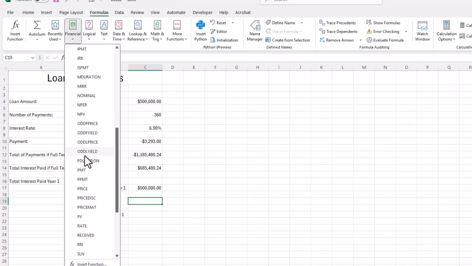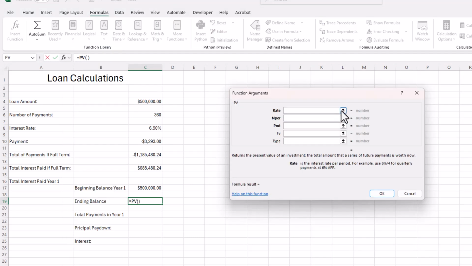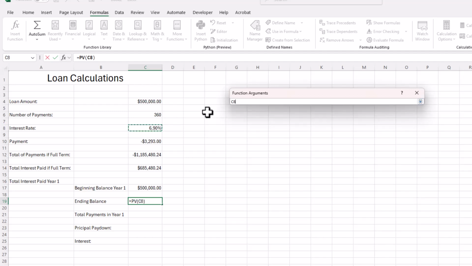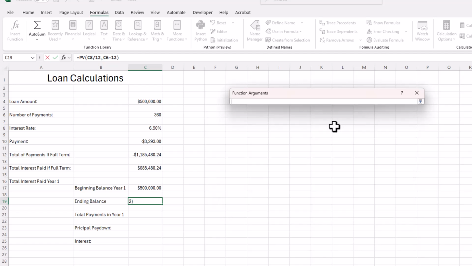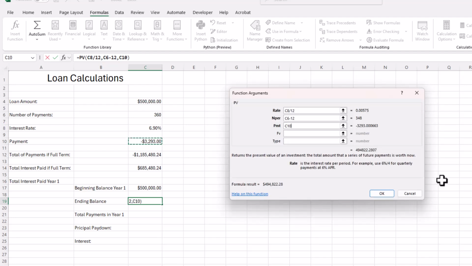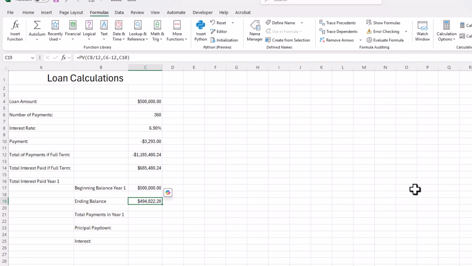And we have the same basic inputs to deal with. So the rate is 6.9%, but again, it needs to be divided by 12. Number of periods? Well, it's 360. However, keep in mind that this is at the end of the year, so we've made 12 payments, which I need to subtract 12. And then finally, what is the payment? Well, that's here. So, what is the balance of the loan at the end of the first year? $494,000 and some change.